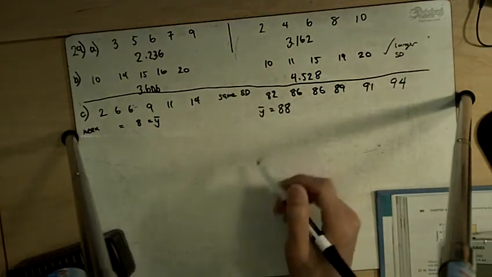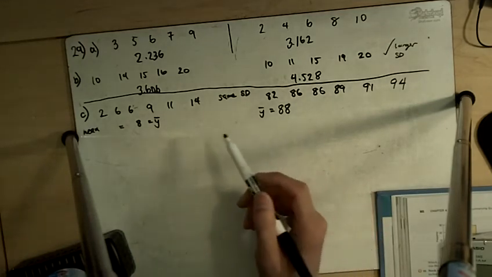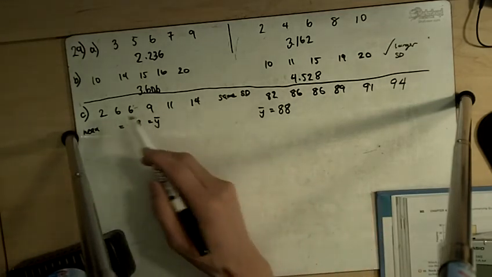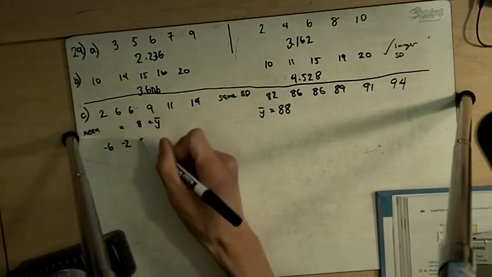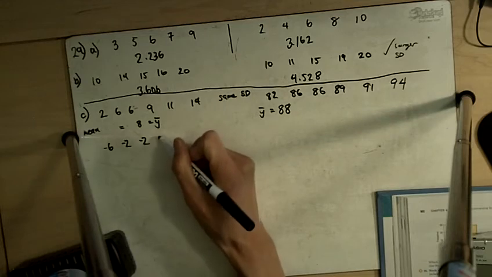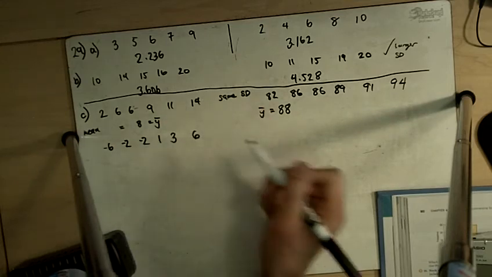And I hope in this next step, you understand why the two will have the same standard deviation. So if I subtract 8 from each of these, 2 minus 8 is negative 6. Over here we have negative 2. 6 minus 8 is negative 2. 9 minus 8 is 1. 11 minus 8 is 3. And 14 minus 8 is 6.